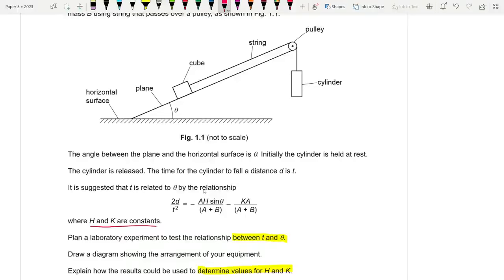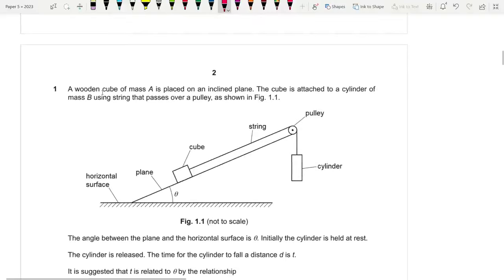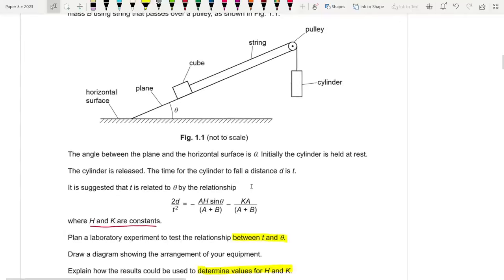And what else do we need to measure? What are A and B specifically? A and B, these are the masses of the cubes, so we can use a balance to measure the masses. And we need to measure d, which is the vertical distance the cylinder has to fall before it touches the ground, the table. You can measure that using a ruler, and that ruler needs to be clamped in the diagram. It needs to be supported, and to ensure that it's vertical, we can use a set square. So these are the basics.